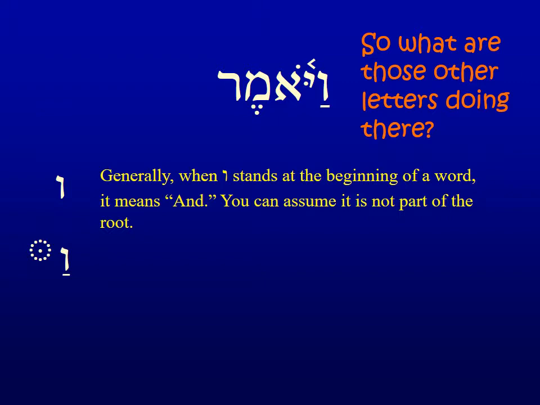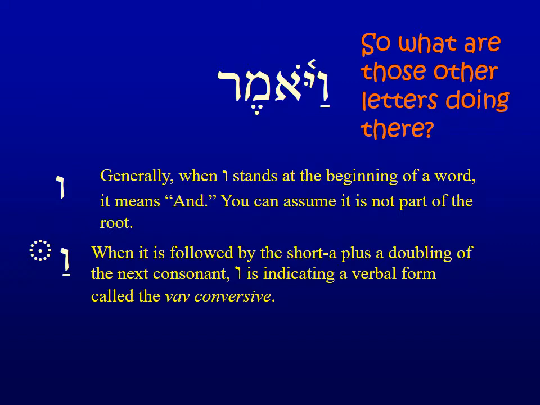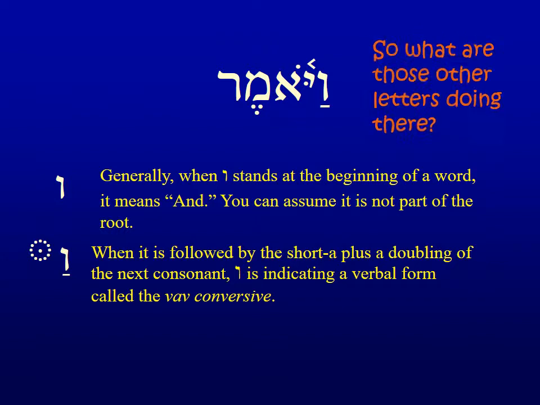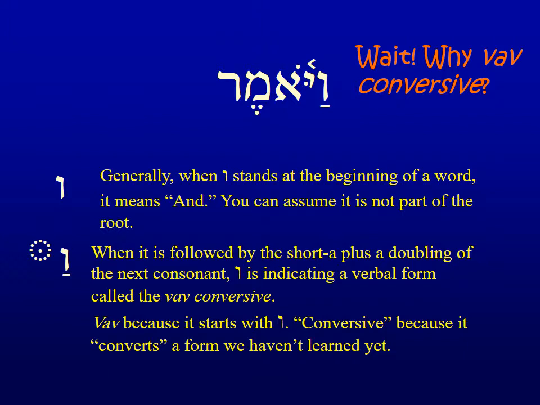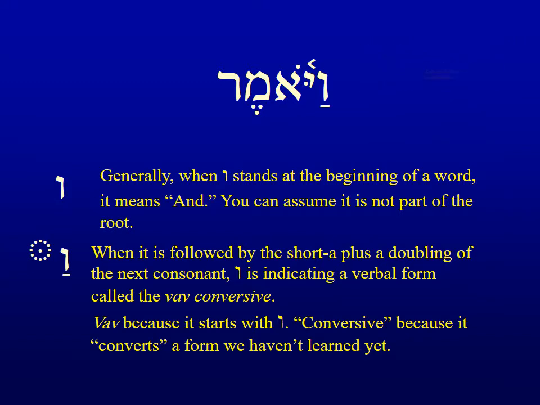When you see vav in this particular form that we have here, vav followed by a patach, followed by a dagesh in the next letter, we could say vav patach doubling. This is indicating what is called the vav conversive verbal form. It is called vav because it starts with a vav, and conversive because it's converting a form that we haven't learned yet. We'll talk about that in just a minute.